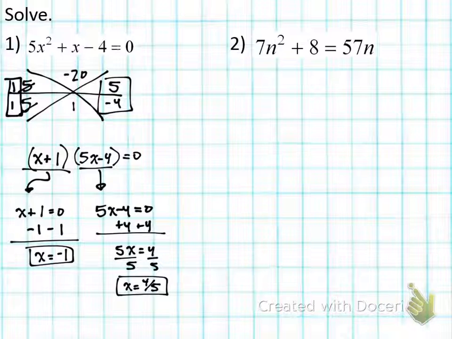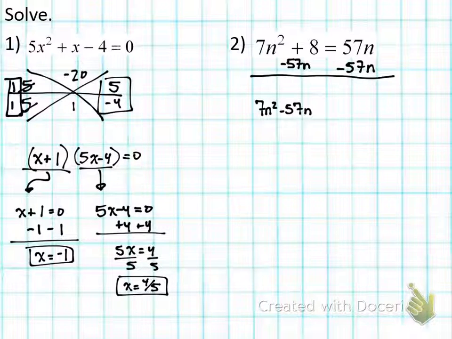Number 2, we have 7n squared plus 8 is equal to 57n. Look, all my terms are not on the same side. So I'm going to have to move this 57n to the left-hand side. So we're going to subtract 57n on both sides. We got 7n squared minus 57n plus 8 is all equal to 0.